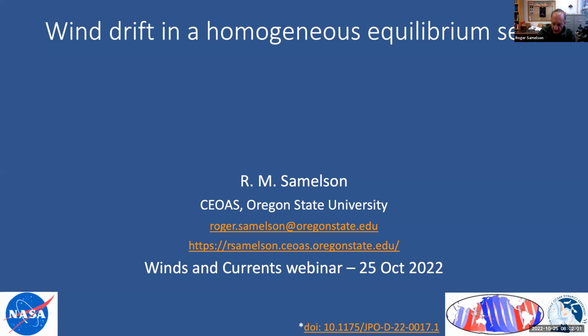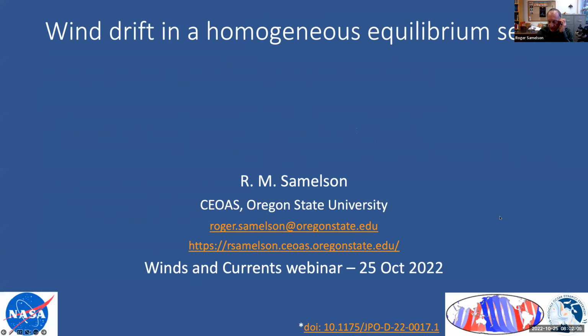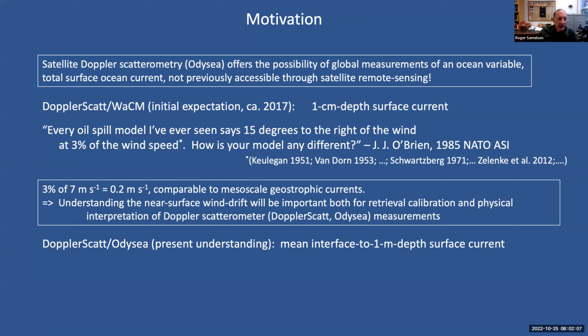And as Ernesto was just mentioning, I wanted to give some motivation here, which actually comes from the Doppler scatterometry, from looking forward to the Odyssey mission and to looking at Doppler scat. And it's really an exciting possibility that we may have global measurements of total surface ocean current from satellite remote sensing in the future. So it's an exciting development.